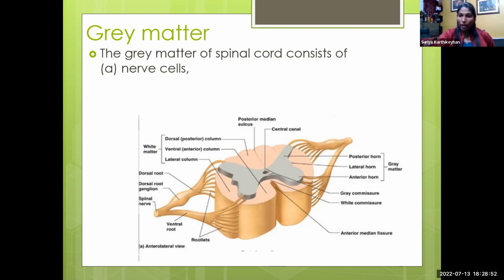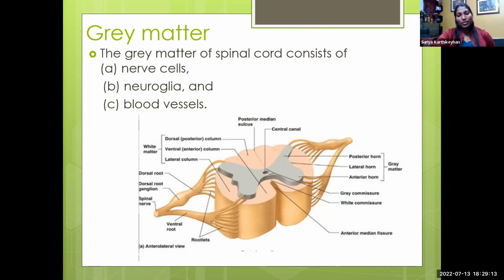So when we talk about the gray matter, it is only the nerve cell bodies and the neuroglial cells. Neuroglial cells are nothing but the supporting tissues for the neurons. And then we have some blood vessels in the gray matter. And then the types of neurons. Initially, when I started, I told you there are different types of neurons. What are the different types of neurons?